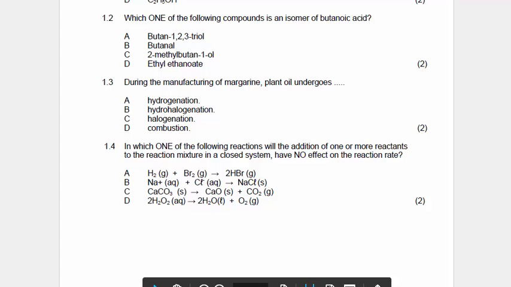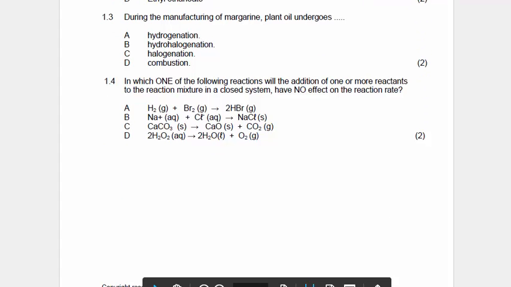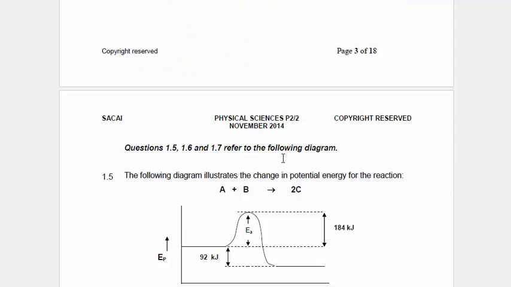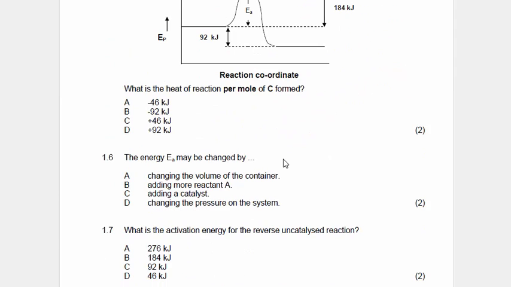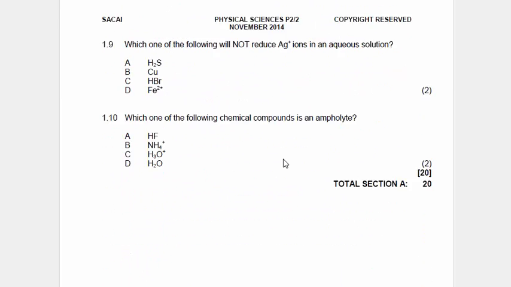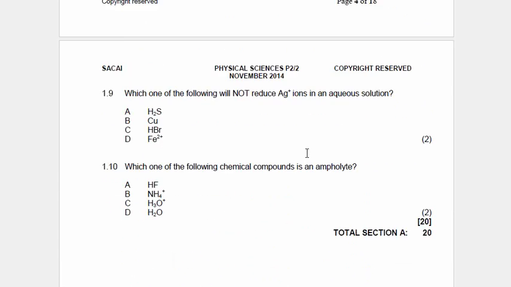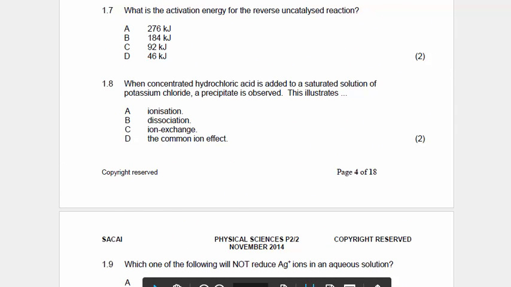So here's the exam. Okay, let's just find. Was this the June exam? This is physics. No, that's last year's November exam. Let me find it.